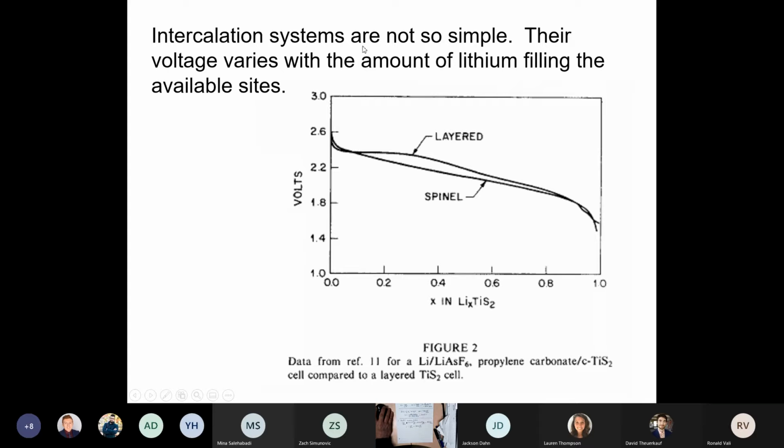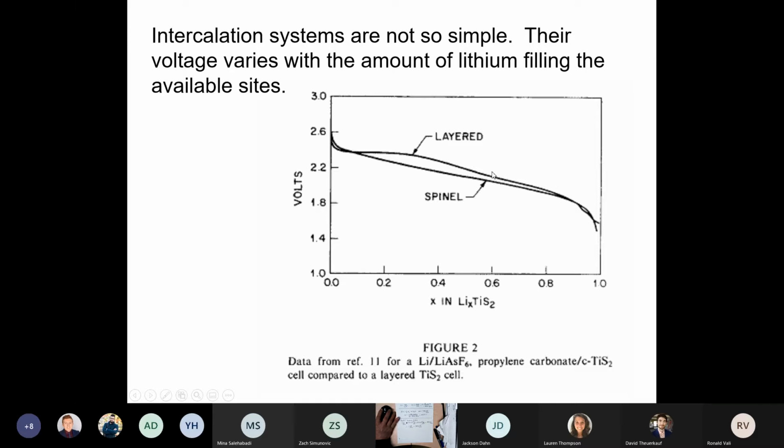So intercalation systems aren't so simple. Their voltage varies with the amount of lithium filling the available sites. So the voltage varies, as you can see. There's not a fixed free energy change that takes place when you have a material that has, say, 0.2 lithium, and you add a little bit more. The free energy change is different than it is if you have a material that has 0.6 lithium and you add a little more. Voltage is different.